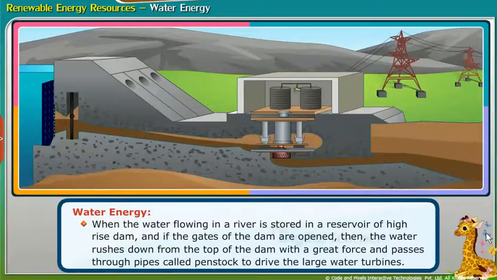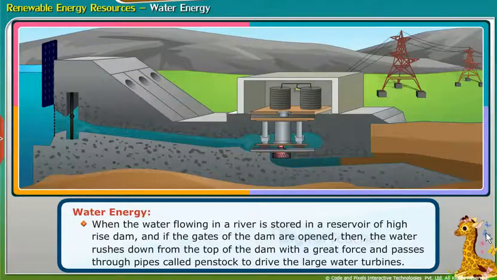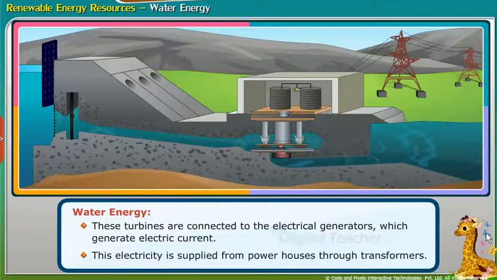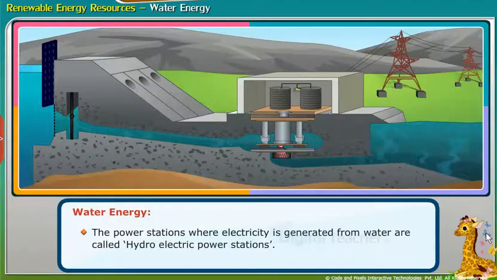When the water flowing in a river is stored in a reservoir of high-rise dam, and if the gates of the dam are opened, then the water rushes down from the top of the dam with a great force and passes through pipes called penstock to drive the large water turbines. These turbines are connected to the electrical generators which generate electric current. This electricity is supplied from powerhouses through transformers. The power stations where electricity is generated from water are called hydroelectric power stations.